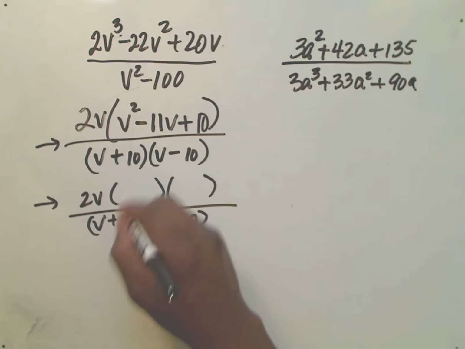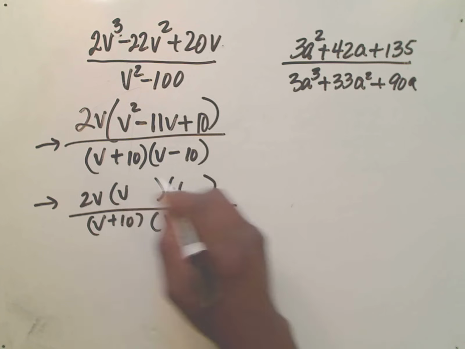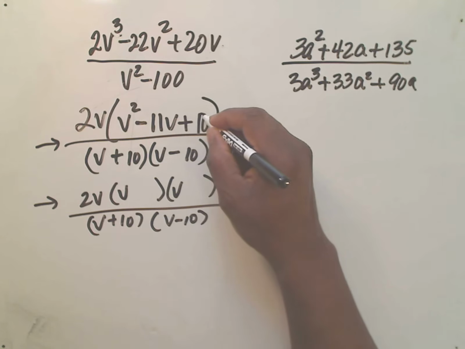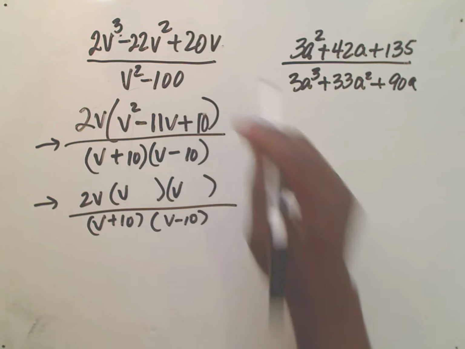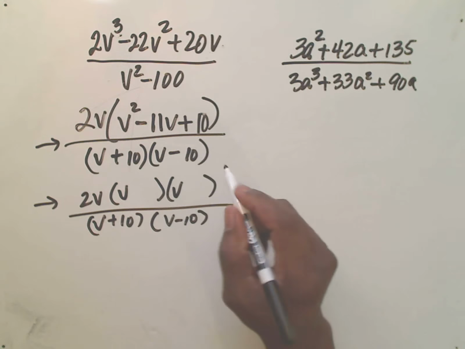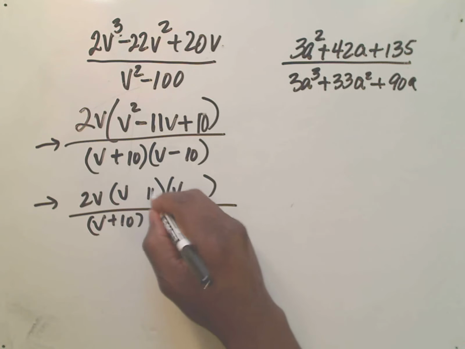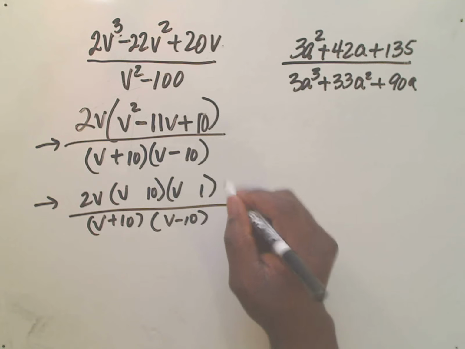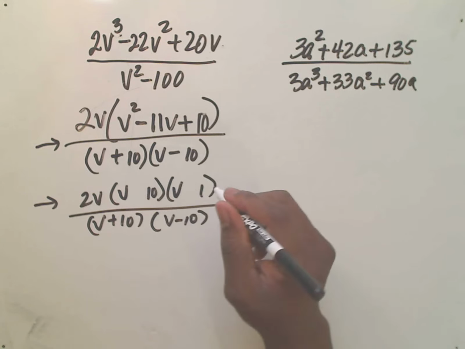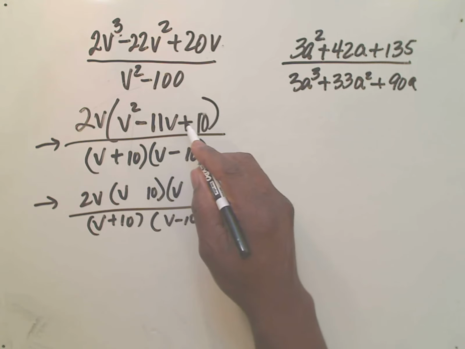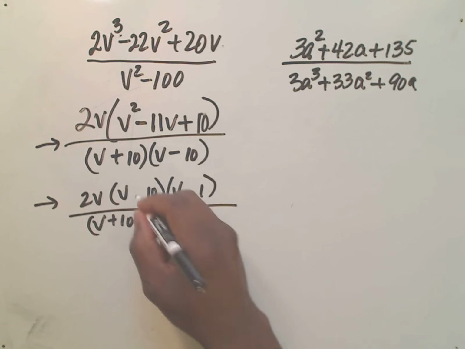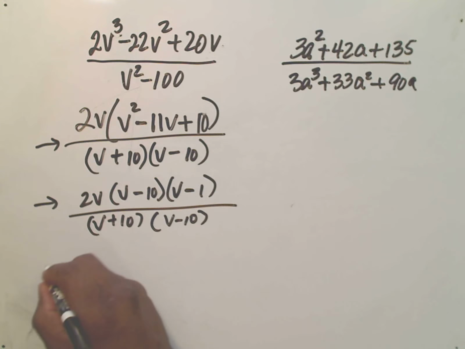And the answer is what? Let's see. V times v will give you v squared, and then we need the factors of 10 that add to 11. Well, 10 and 1 multiply to be 10, and they can add to be 11. This means the signs have to be the same, and this means both signs have to be negative.